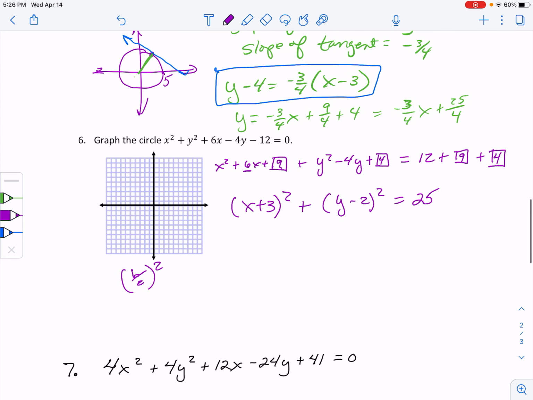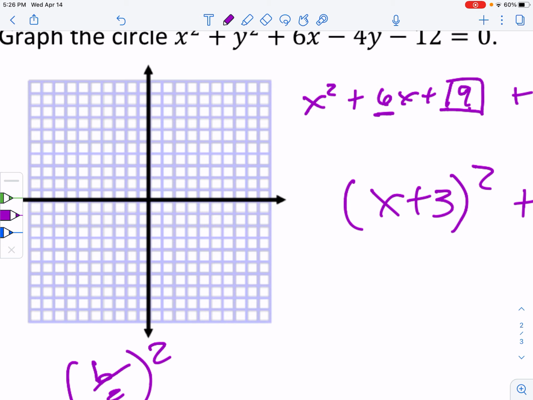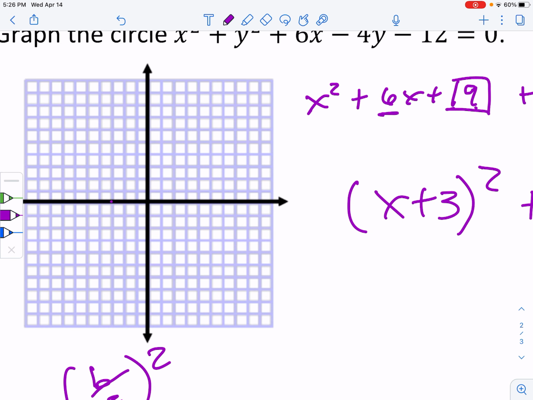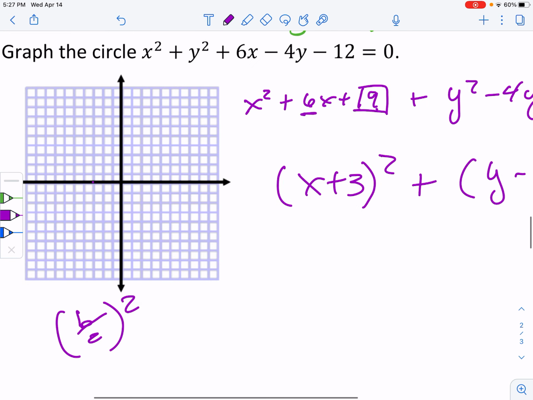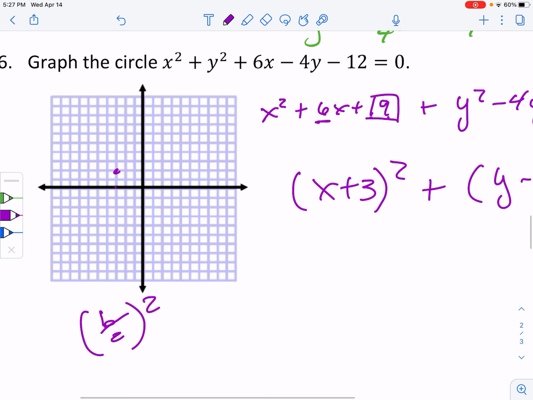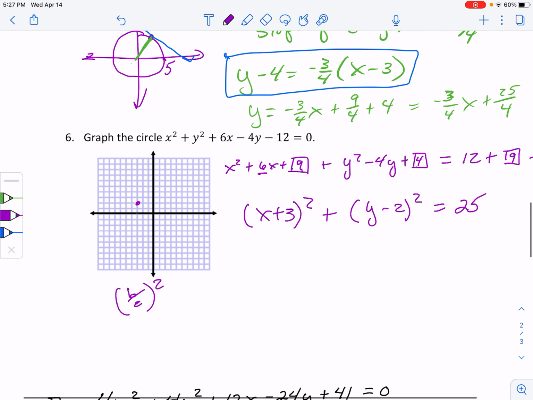So my center is at negative 3, positive 2. And then my radius is 5. 1, 2, 3, 4, 5. See if I can draw it without having all those funny shapes. I did it. Yay.